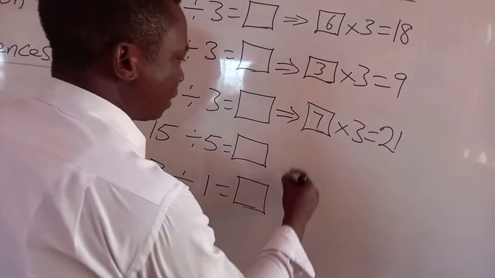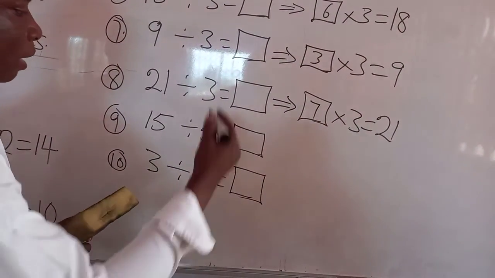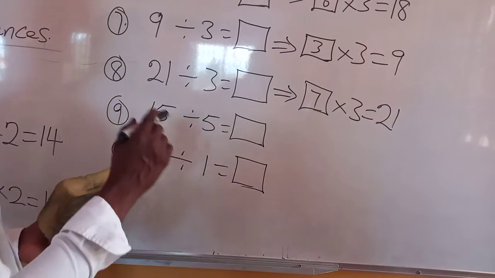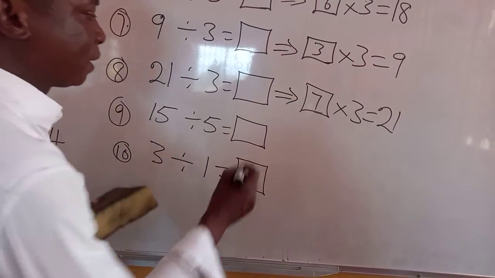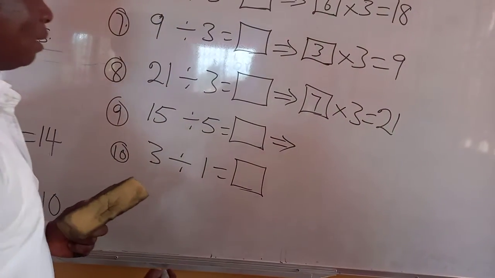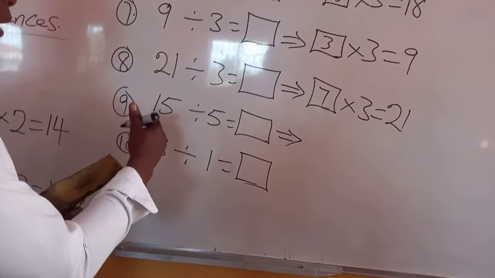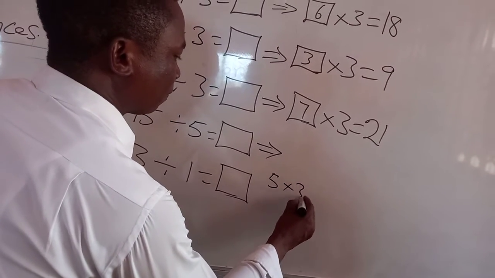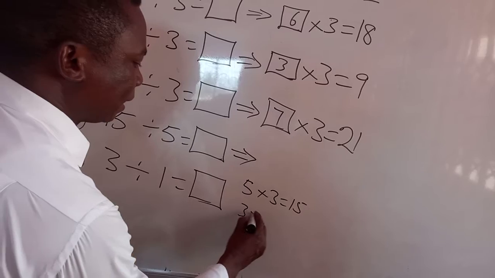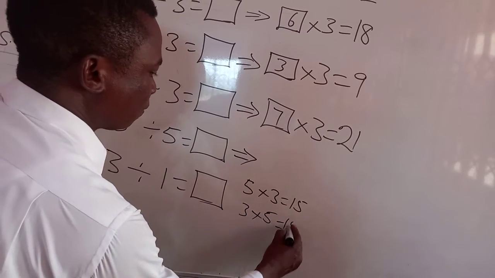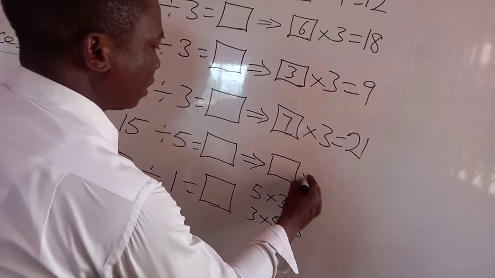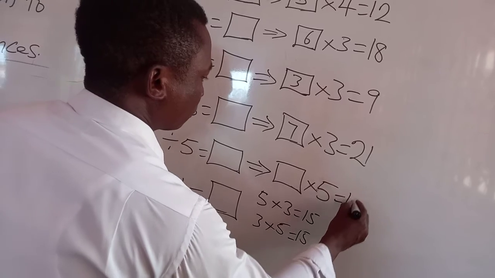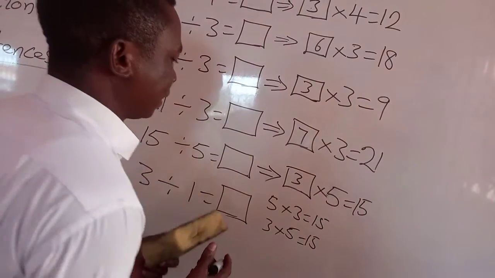You can still use any of the methods: equal sharing, repeated subtraction, or you read your multiplication table. 5 ones are 5, 5 twos are 10, 5 threes are 15, 5 fours are 20. Have you seen it? So it passed. 5 threes are 15, or 3 times 5 is what? 15. So what will be in the box is what? 3. So it will be 3.